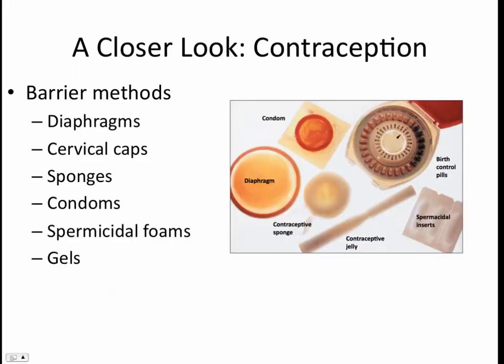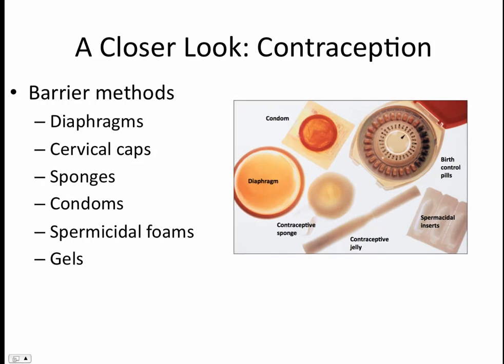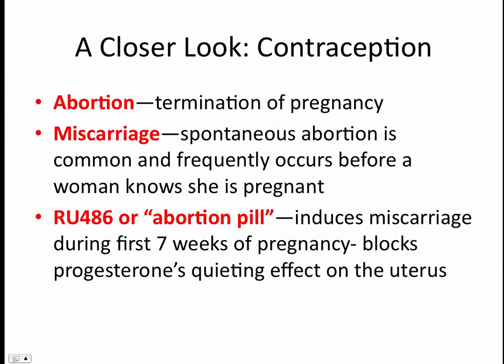But of course, the main thing is also barrier methods, in which case you can prevent any sexually transmitted diseases. Diaphragms, cervical caps, sponges, condoms, spermicidal foams, and gels all prevent skin-to-skin contact, as well as decrease the mobility and kill off sperm cells.